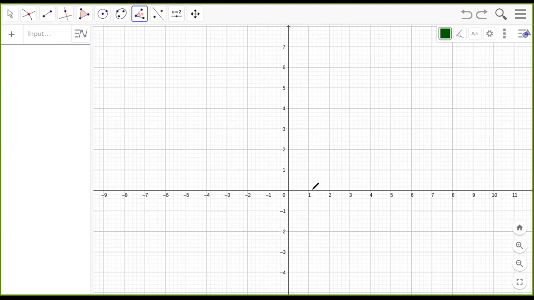When you have the positive x and the positive y, that is where we have the first quadrant. This is quadrant 1, and all the points in quadrant 1 will have positive x and positive y coordinates. And this is the second quadrant. Here you have the negative x and the positive y. So all the points in the second quadrant will have negative x coordinates and positive y coordinates.